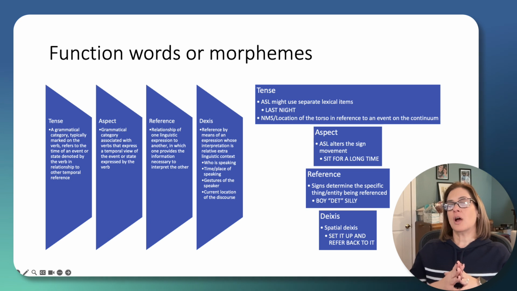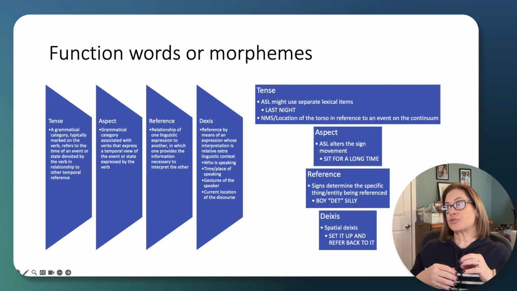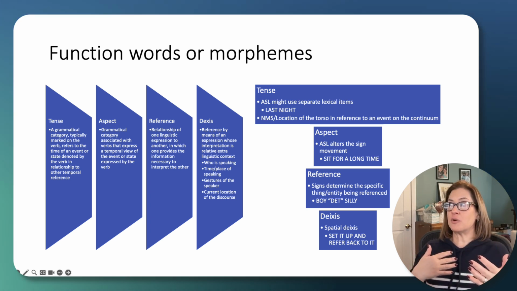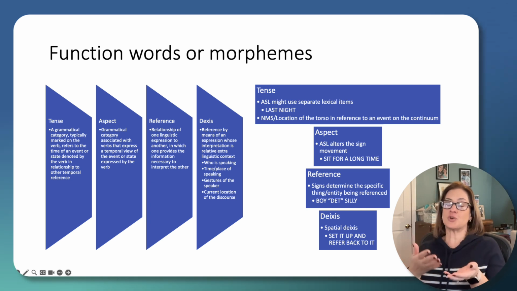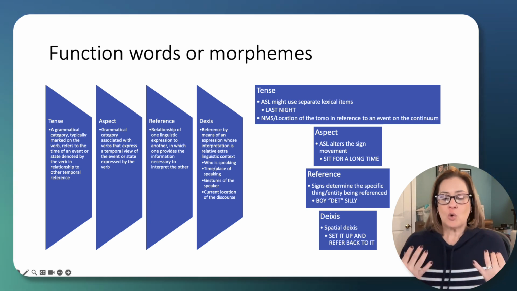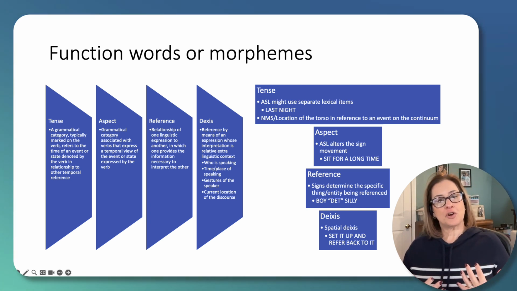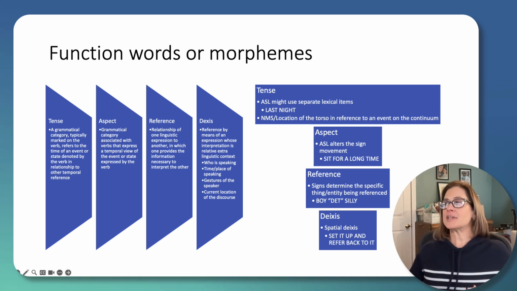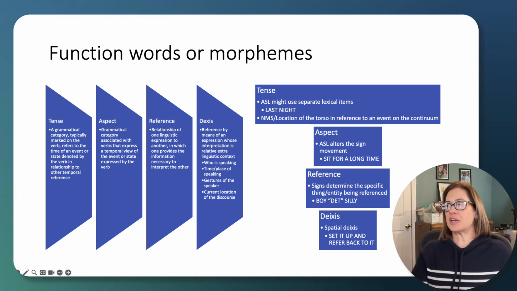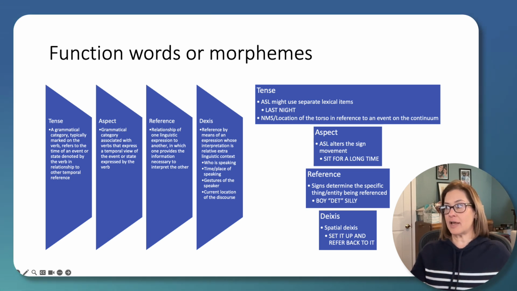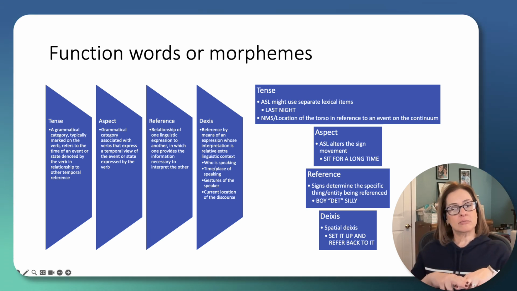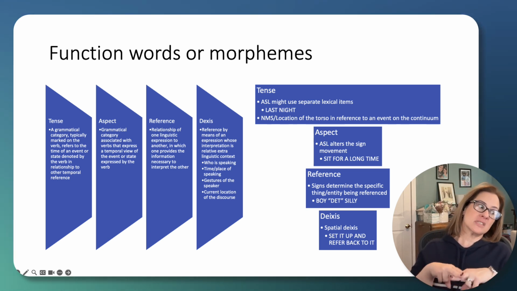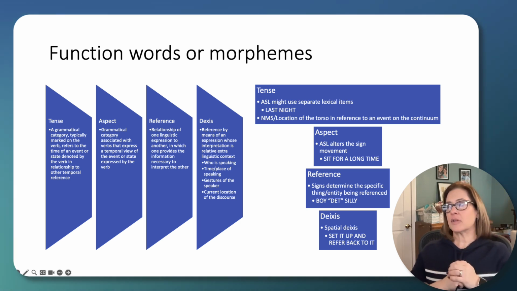And also, again, our non-manual markers, location of the torso in reference to an event on the continuum, as I mentioned. So you might lean back, we might lean forward, or we might sit up straighter, which indicates that it's happening right now and it's very immediate. Aspect is where ASL alters the sign movement, so sitting for a long time. So when we sit, I've been sitting and waiting.